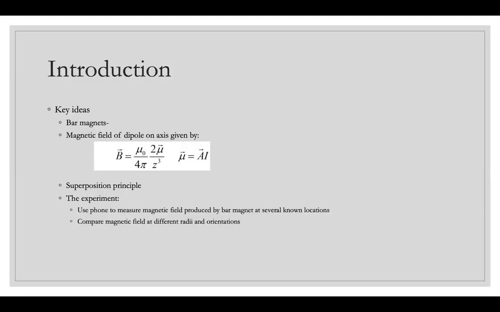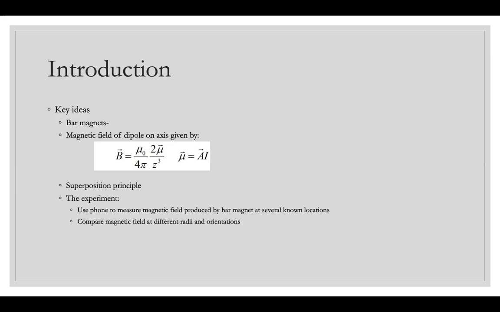So first off, some key ideas is the bar magnets, which is just a magnetic dipole whose equation for the magnetic field generated at a distance z here is given by mu naught, which is the magnetic constant, over 4 pi times 2 mu, which would be the magnetic dipole moment, over z cubed. Also important is the superposition principle, which allows the net magnetic field at a point to be given by the sum of the magnetic fields due to all components that contribute magnetic fields at that point. So you can just add them up.